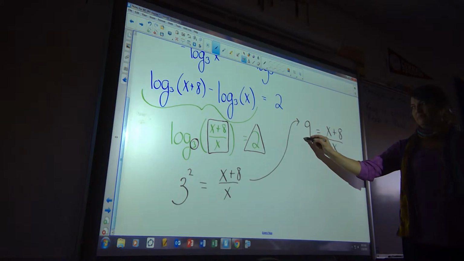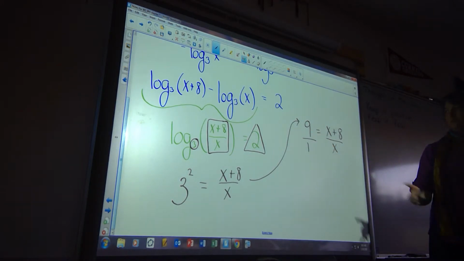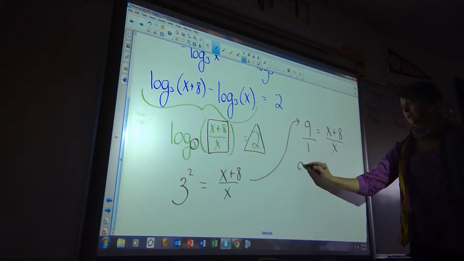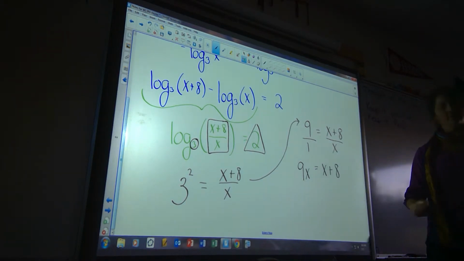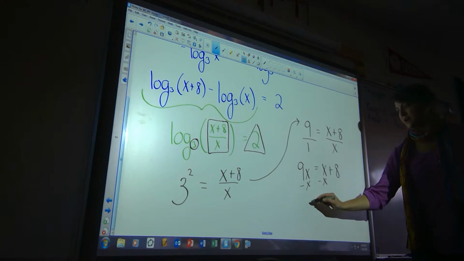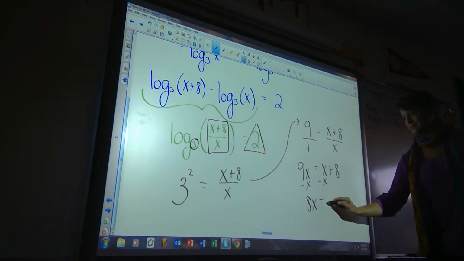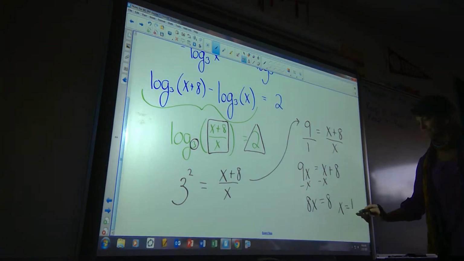Maybe just slap this over a 1. Do your cross products. 9x equals x plus 8. Subtract your x. 8x equals 8. So x equals 1.